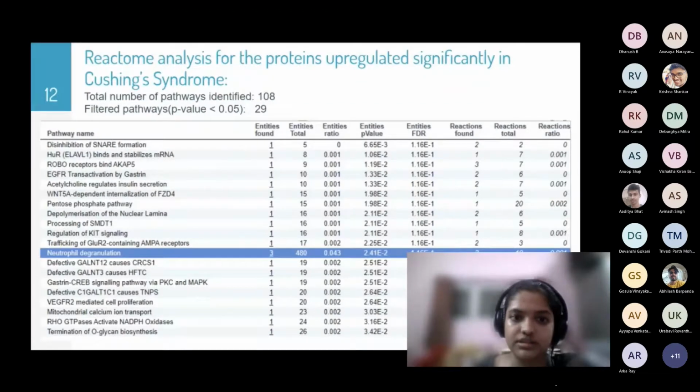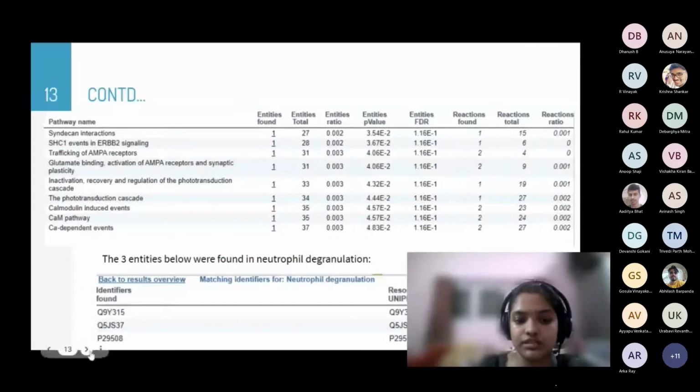So the Reactome analysis for the proteins significantly upregulated in Cushing syndrome is as shown here. For a p-value less than 5%, 29 significant pathways were identified, and out of these 29, only one of them, neutrophil degranulation, had 3 entities. So these are the 3 entities.